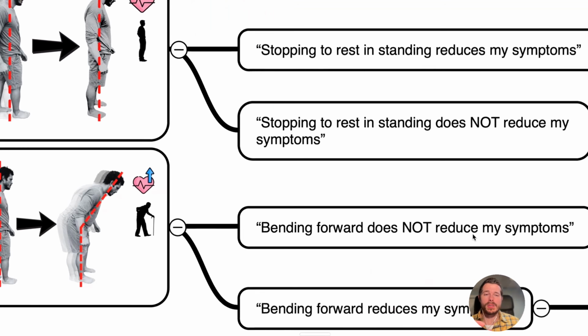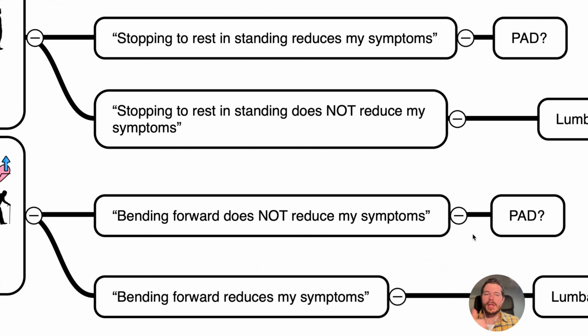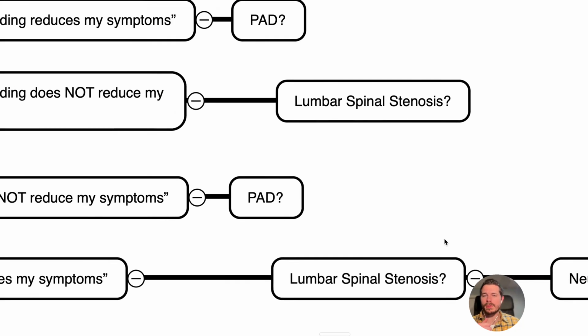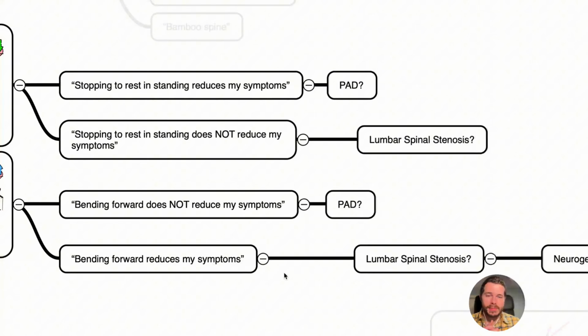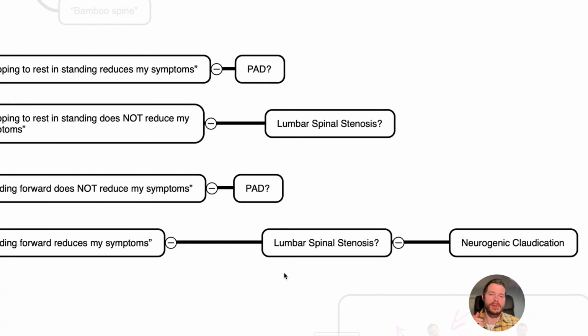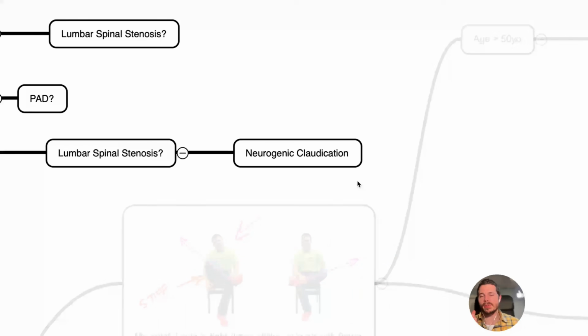If you say, hey, bending forward does not reduce my symptoms, then this would increase the probability that peripheral arterial disease is the cause. If you do say, hey, bending forward reduces my symptoms, then it's more likely lumbar spinal stenosis is the cause. And again, neurogenic claudication could be occurring due to narrowing of the spaces where the nerves travel. There you have it.